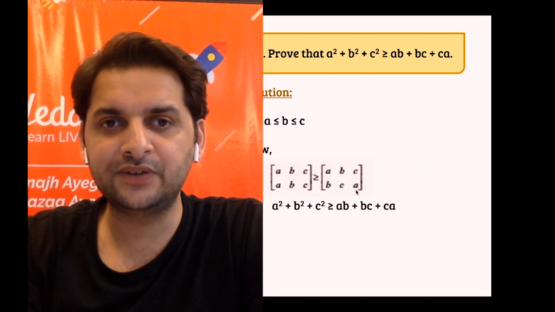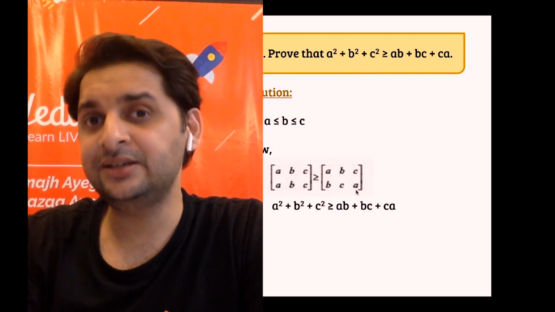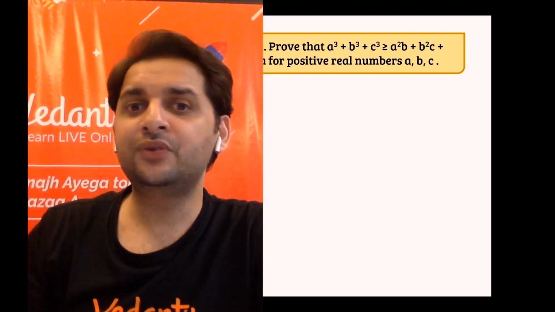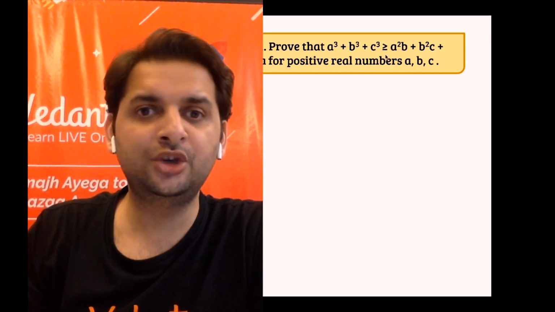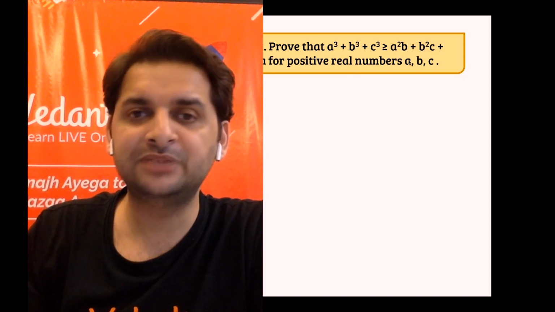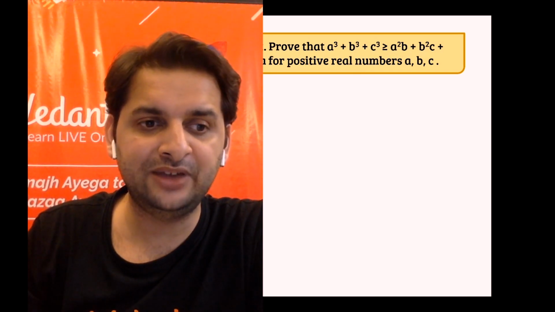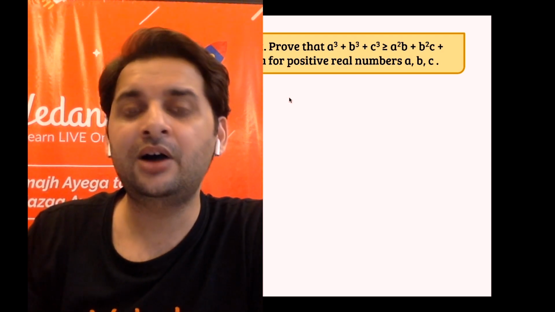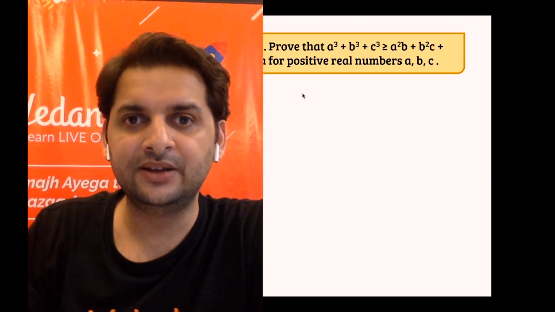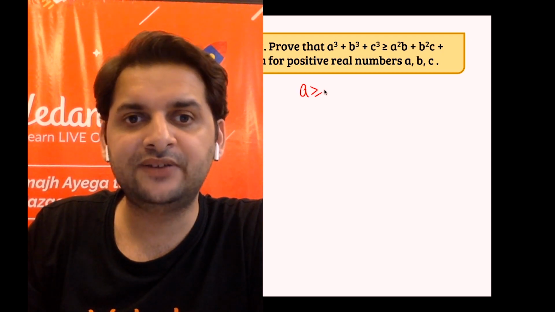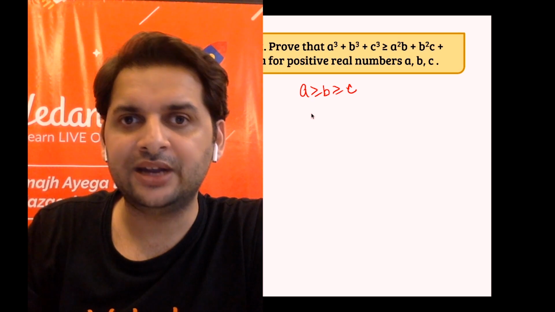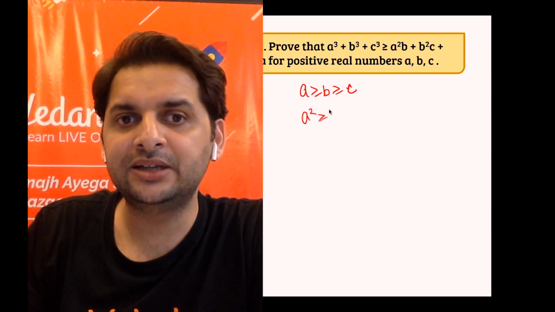I hope you've understood the question. If you've understood the question, I hope you're ready for the second question, which is this. Prove that a cube plus b cube plus c cube is greater than or equal to a square b plus b square c plus c square a for positive a, b, c. Now let us again apply rearrangement inequality and see how easy this has become. So again, without loss of generality, I assume a is greater than or equal to b is greater than or equal to c. So I can say a square would be greater than or equal to b square would be greater than or equal to c square.